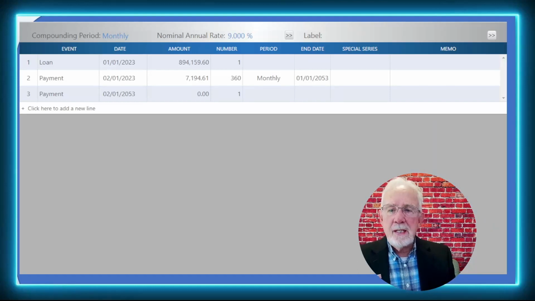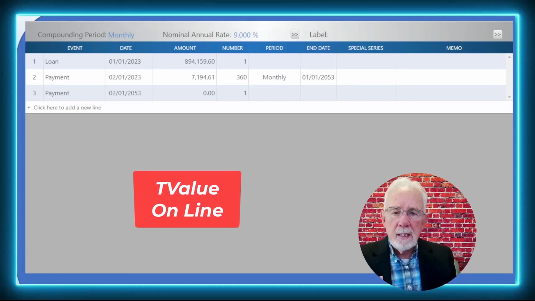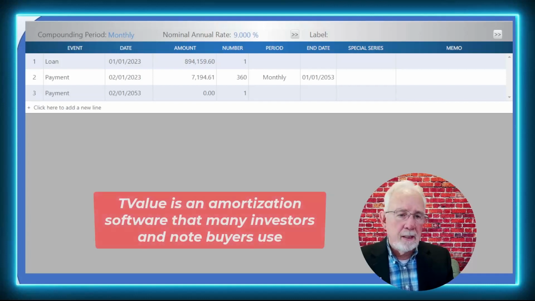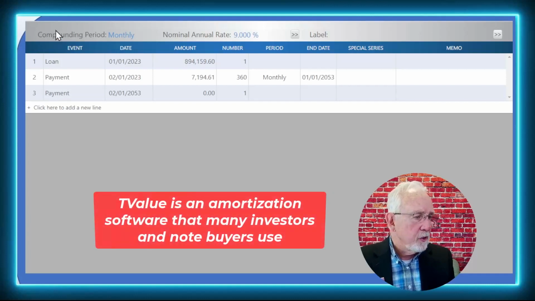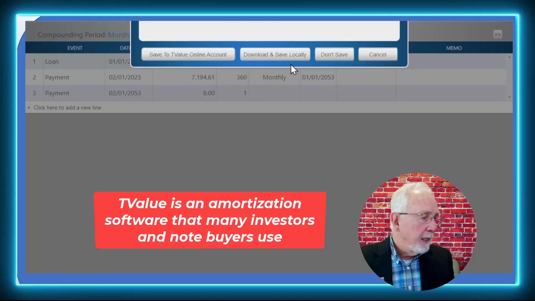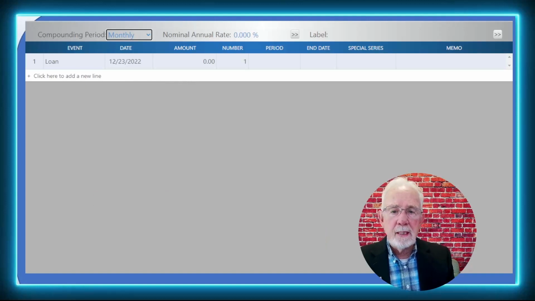Now you can see this on my screen. It's called T-Value Online. And let me unlock it. Now, I can change anything on here, and let's just work it for a little bit, and I hope you can see that these things changed. I'm going to go File, New, and I don't want to save that one. And now, here's what it says.